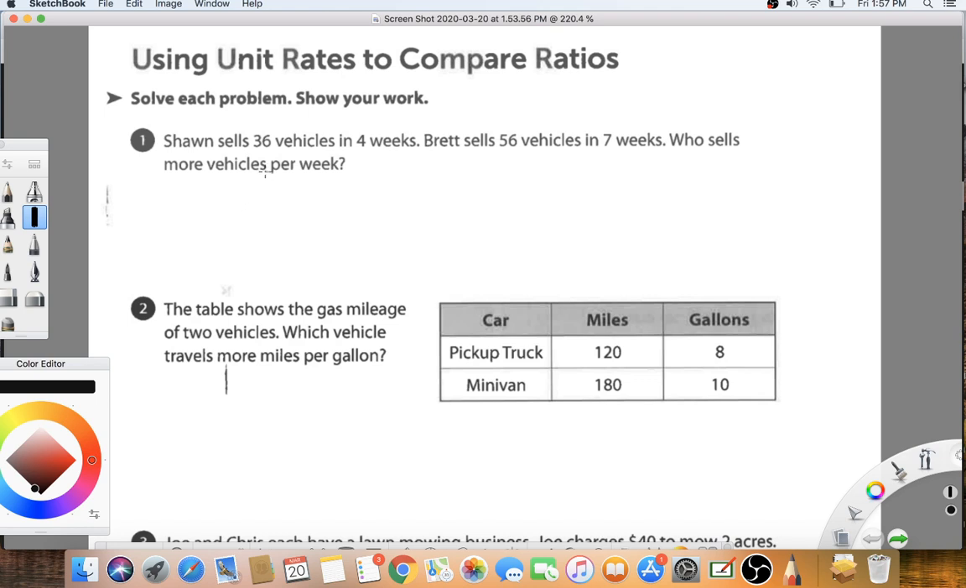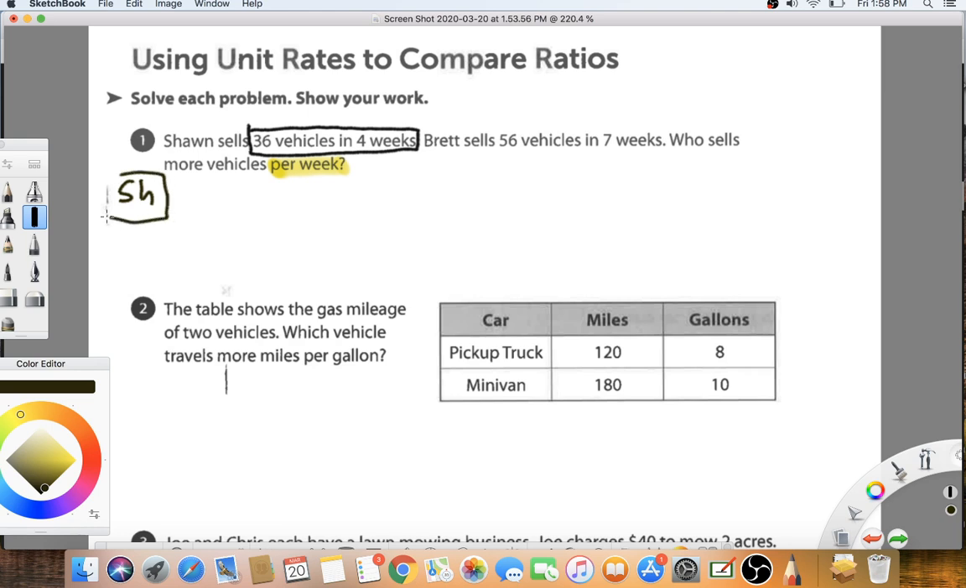So it says Sean sells 36 vehicles in 4 weeks. That is our ratio. Brett sells 56 vehicles in 7 weeks. Who sells more vehicles per week? See how for this one, it's asking us per week. So we need to find out how much 1 week is in vehicles for both of these people. So we're gonna do Sean over here.